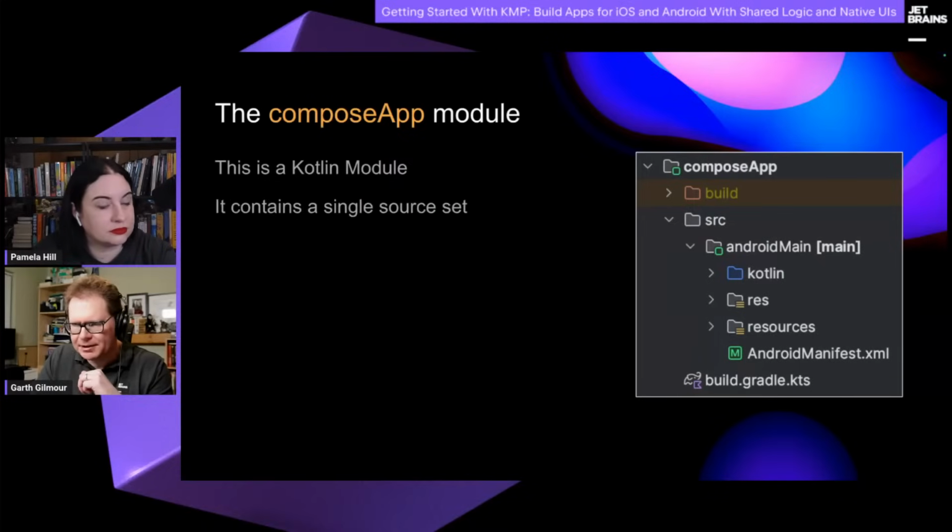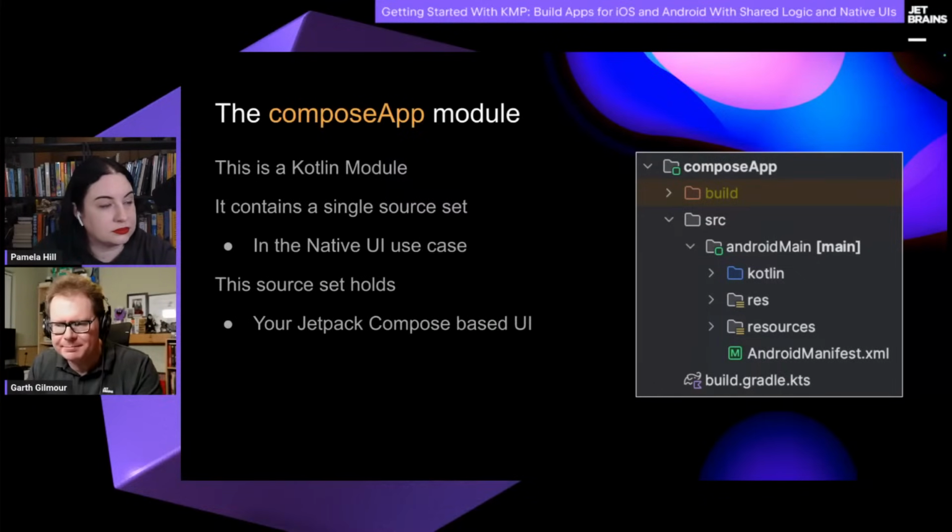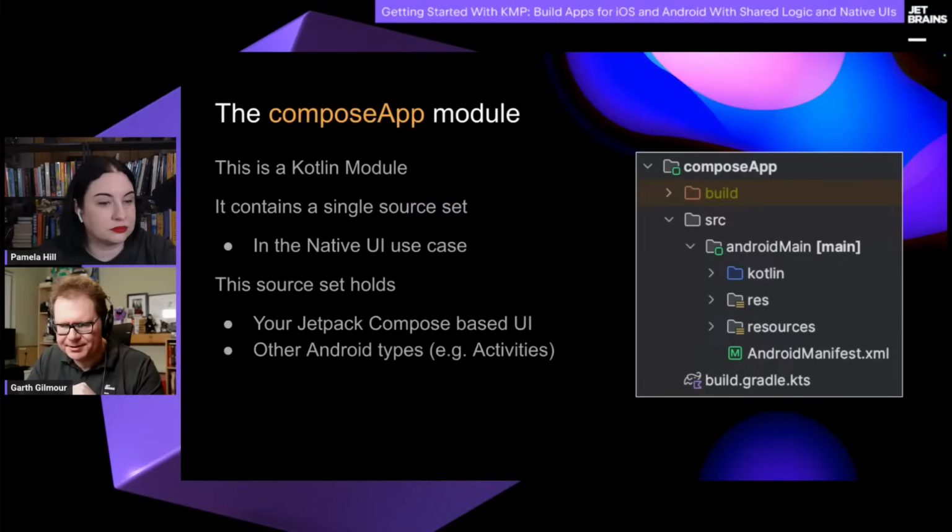So we also have a module called composeApp. And this is a Kotlin module, and it contains a single source set in our particular use case. So remember, our use case is the native UI use case. So on iOS, it's going to be the native framework there that we're using. So here for Android, it's going to be Jetpack Compose. So we're going to have a Jetpack Compose based UI inside the single source set, which is called androidMain. If you were doing Compose Multiplatform, there'd be more in there. See the next webinar for details.